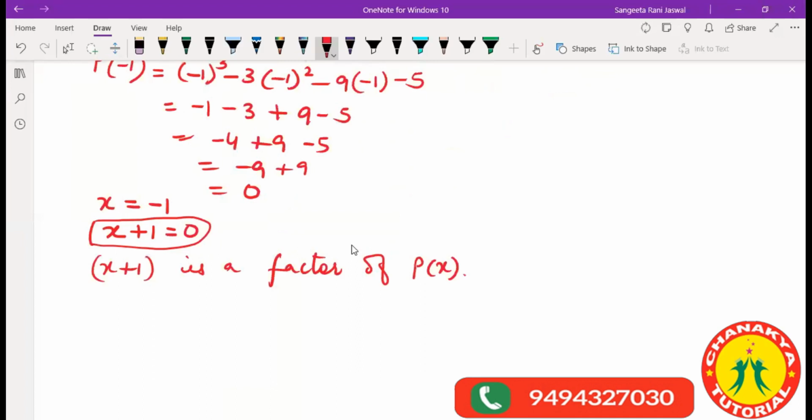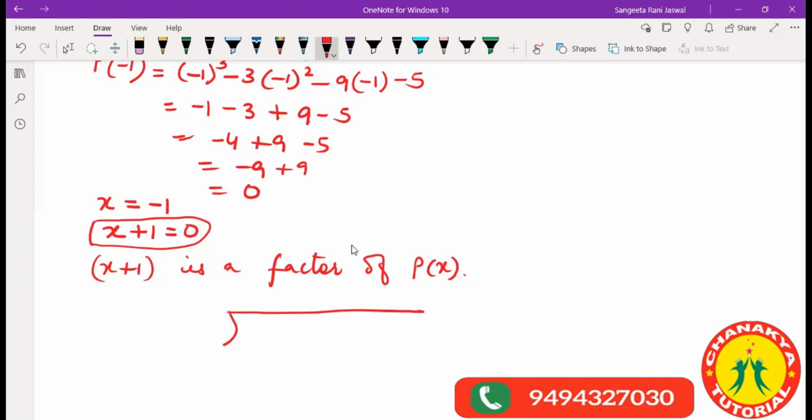We know that this is a cubic equation and a cubic equation has three factors, three zeros. But now we have just got one. We have to find another two. So now what do I do? I take this polynomial equation and I divide it.